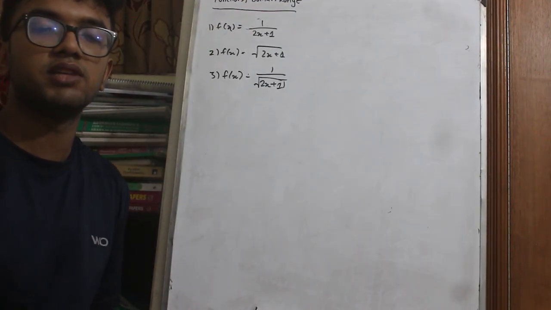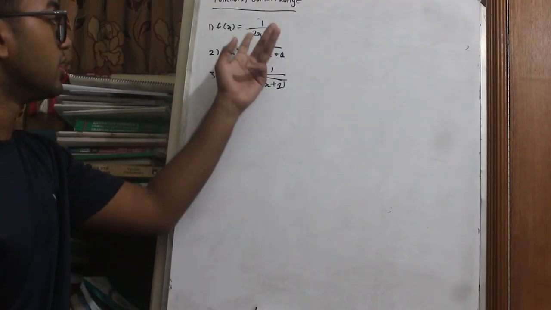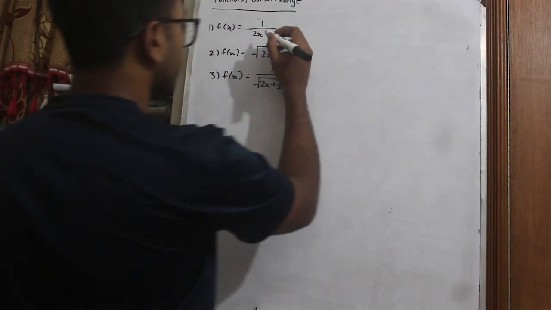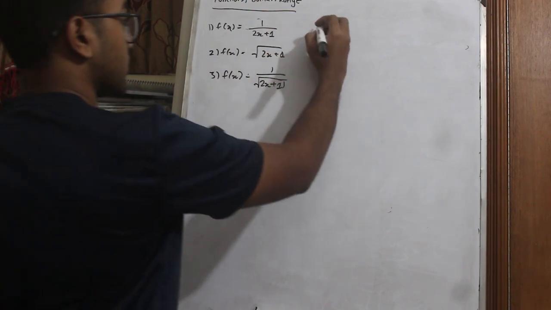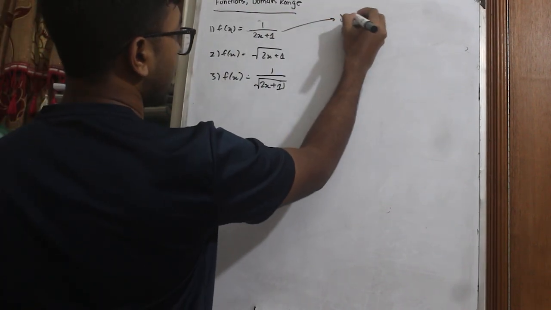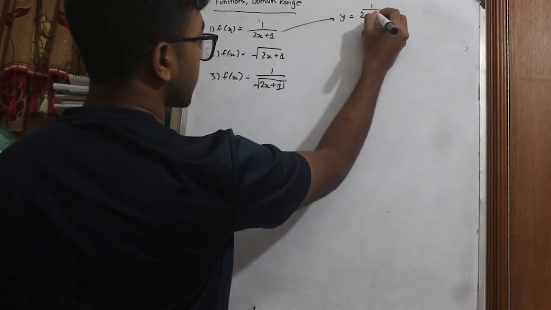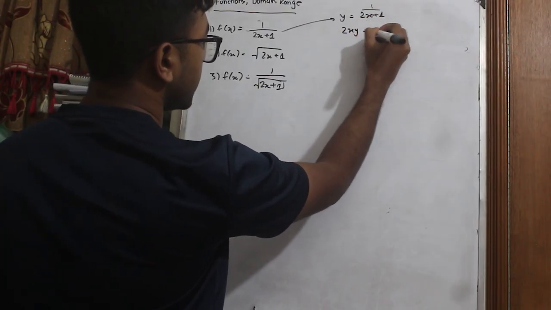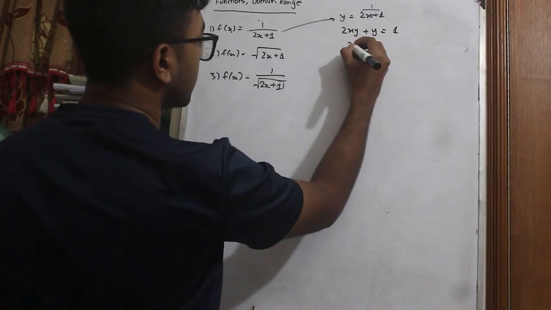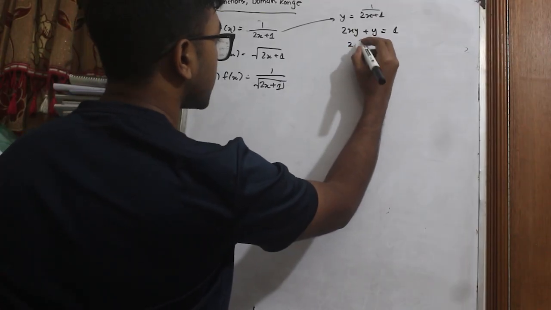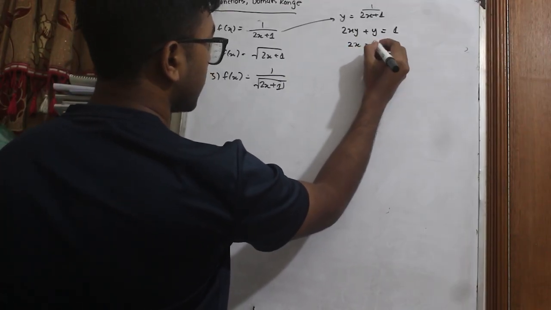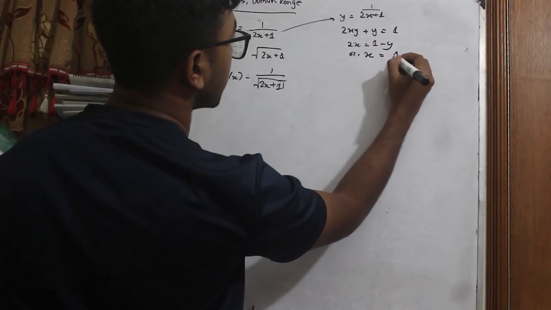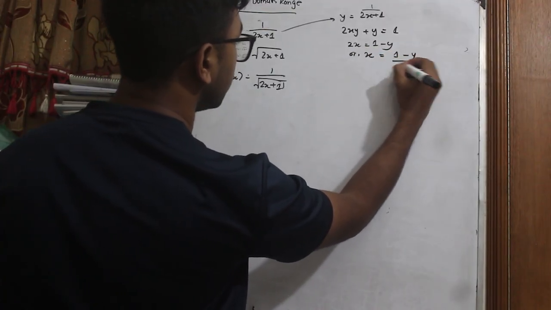So by finding out the inverse function of any function, we can find out the range of this. So let's just try and determine the inverse function. Let y equals 1 by 2x, or we just multiply it, 2xy equals 1, or 2x equals 1 minus y, or x equals 1 minus y by 2y.